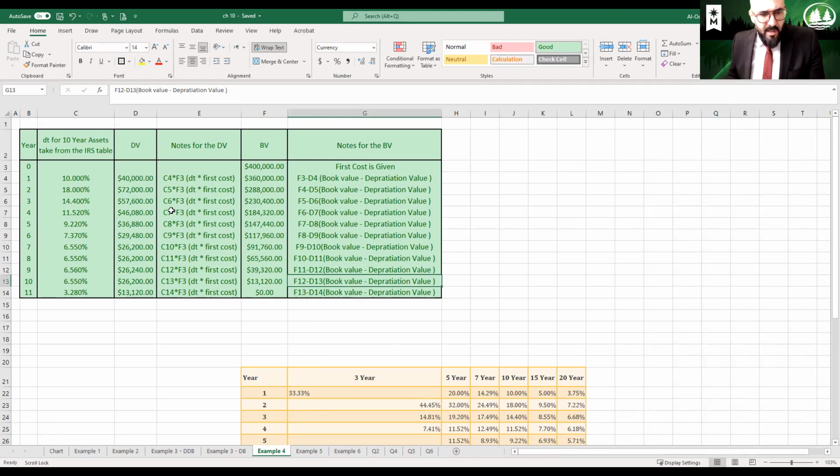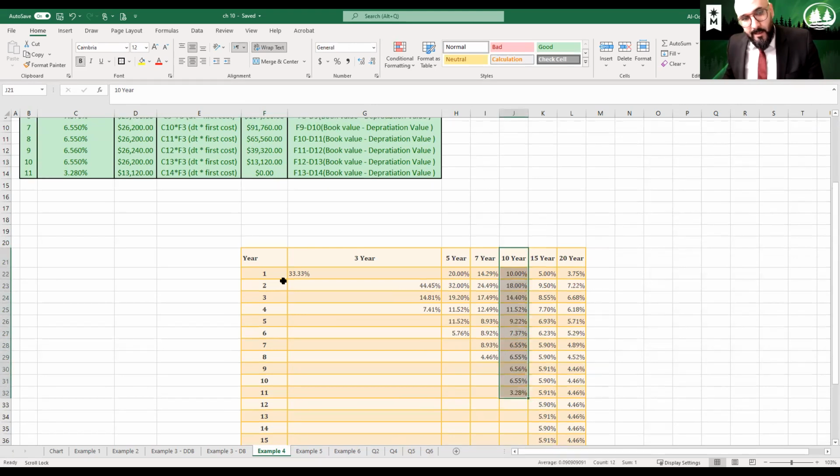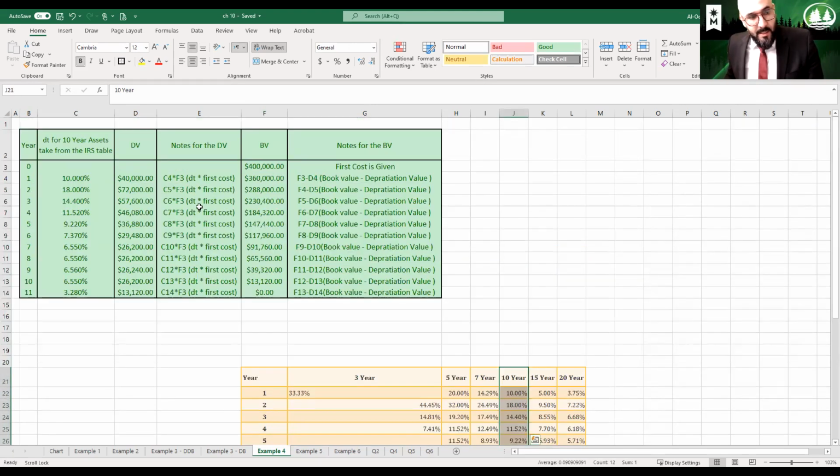So the question could be, what would be the book value in year 5? That would be 147 on year 5, 13,120 on year 10, etc. So again, what we did here for this technique, we used the IRS table, these rates provided by the IRS, and we applied the depreciation technique of the MACRS to calculate and to develop this depreciation table.